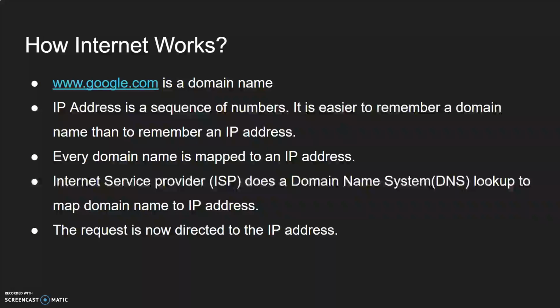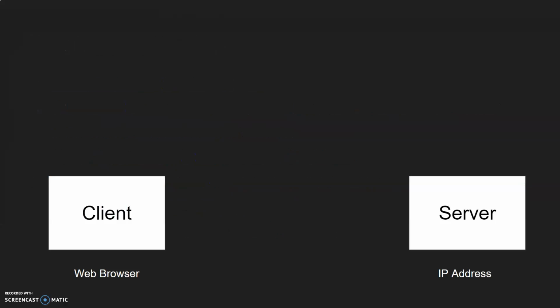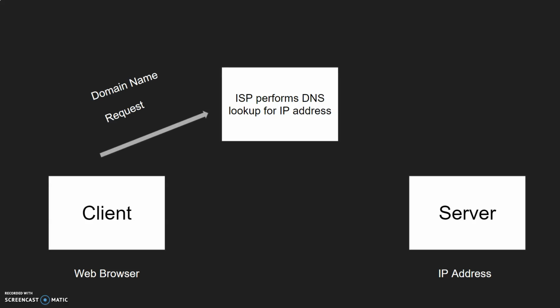In a similar way, let's go and look. Here are a client, a server, a web browser and an IP address. Whenever a request is made, it will be sent to the ISP. What is an ISP? Internet Service Provider. It performs a DNS lookup for the IP address. After it's matched, it will be sent to the IP address. What it will send? The request.